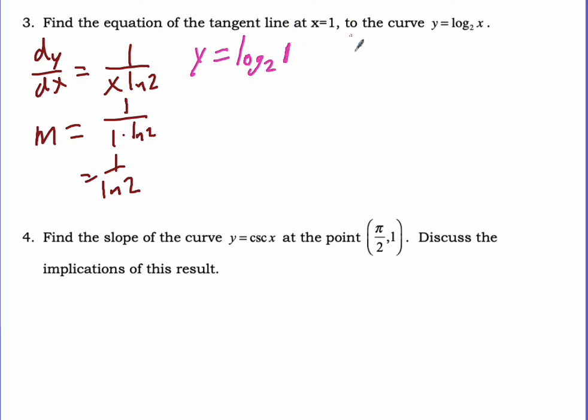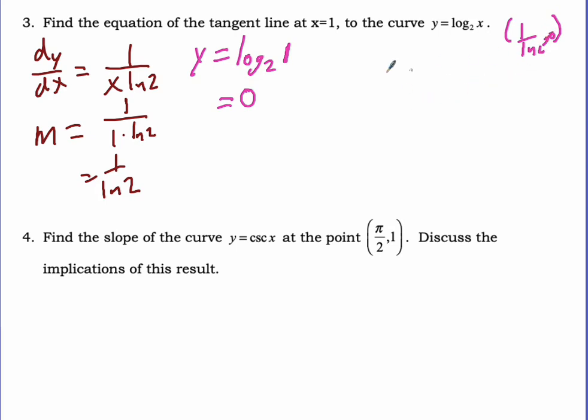Okay. Log base 2 of 1, and log of any base of 1 equals 0. So that's the y value at that point. So the point we're talking about on the curve is (1 over ln 2, 0).